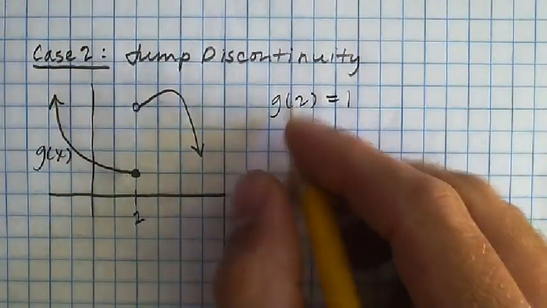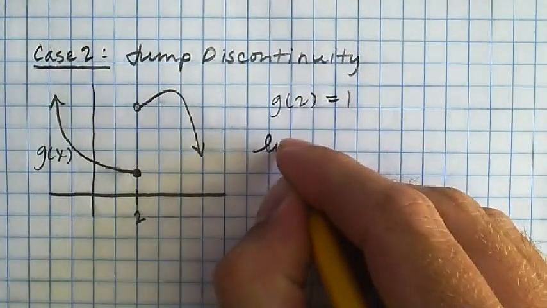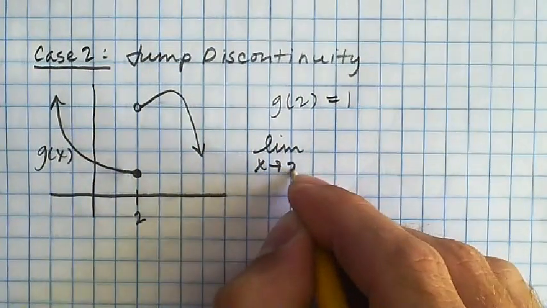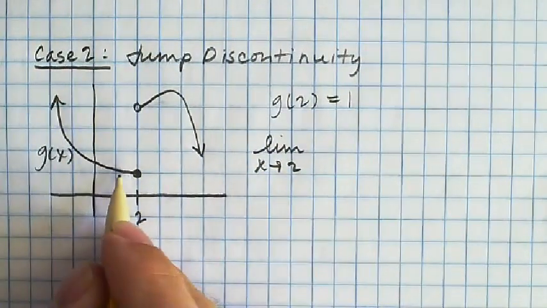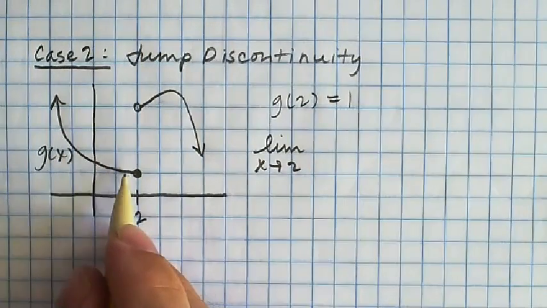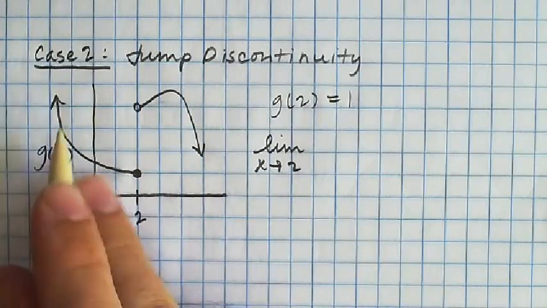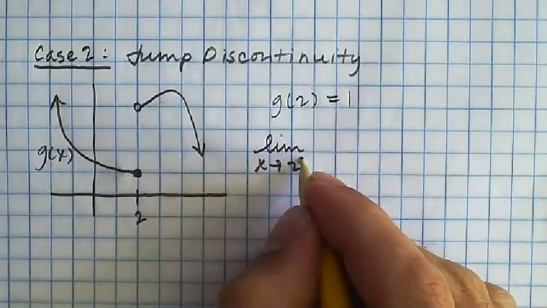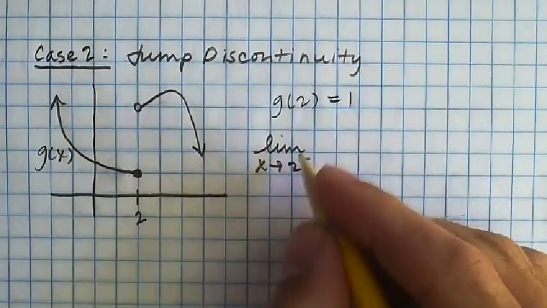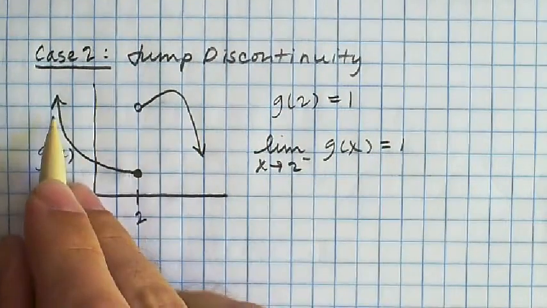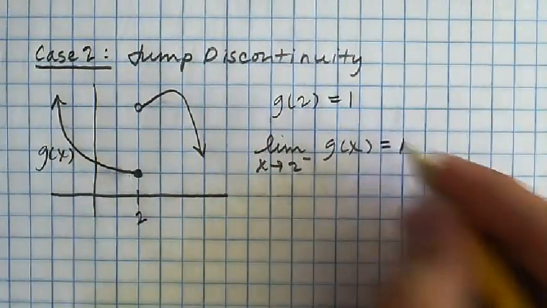So, what we're going to say is that the limit as x approaches 2 from the left side, well, left is not a particularly mathematical description. Okay, what would be better is if we said from the negative side, the limit of g of x is equal to 1. We're approaching 1, and we do actually hit 1.